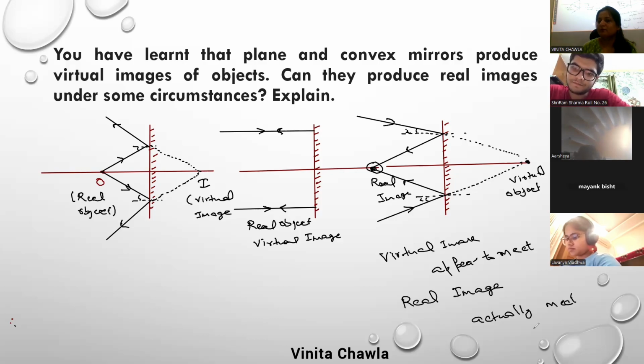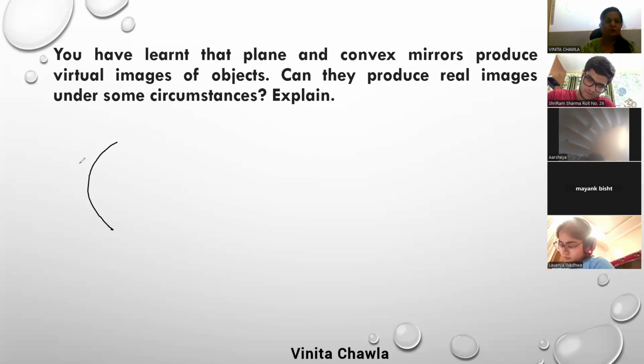Yes, ma'am. इसमें क्या होता है? Appear to meet होता है. इसमें actually meet होता है. वो actual में meet करती हैं रेज. तो यहाँ पे रेज actual में meet कर रही हैं, we can see, है ना, इसलिए कौन सी इमेज फॉर्म होगी? रियल इमेज.